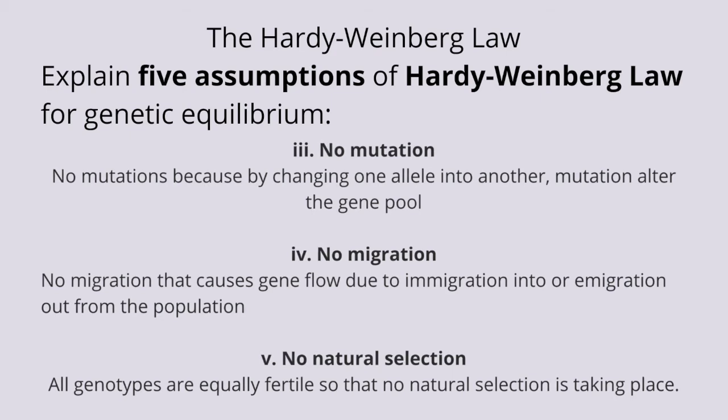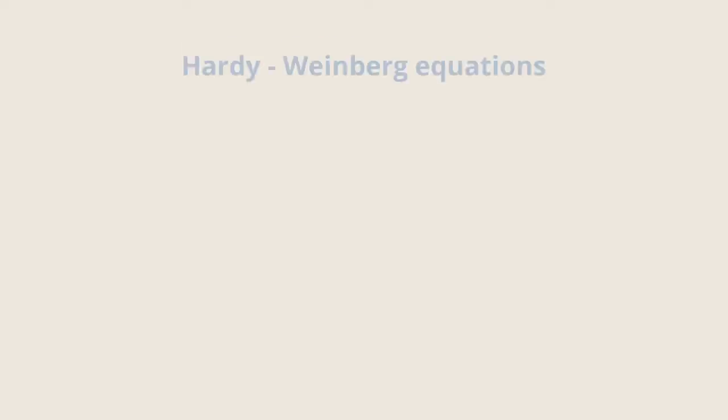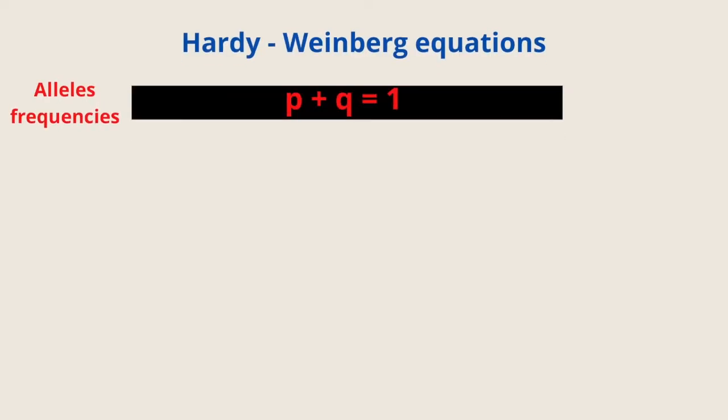We can calculate the allele and genotype frequencies by using the Hardy Weinberg equation. To calculate allele frequencies, the equation is p plus q equals 1.